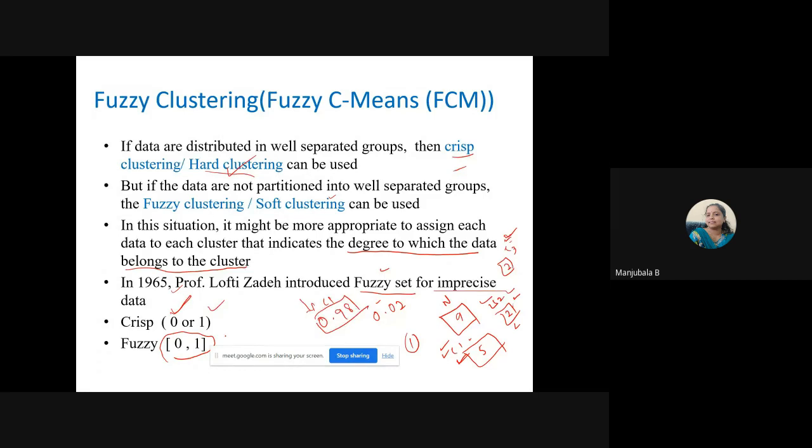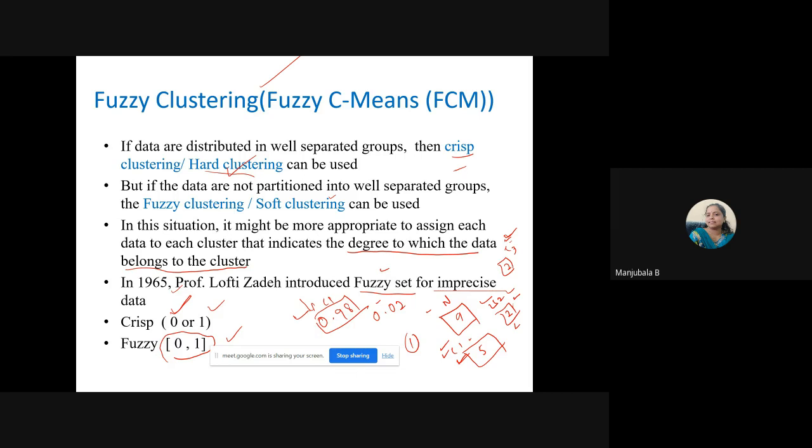So how to do this fuzzy clustering? I mean, how to assign these weights in the range 0 to 1 for every point with respect to every cluster? Here, whatever we do in K-means clustering, we do the same thing in fuzzy clustering. If you consider the weightage as either 0 or 1, it becomes K-means clustering. If you consider the weightage in the interval 0 to 1, it becomes fuzzy clustering, or fuzzy C-means clustering.